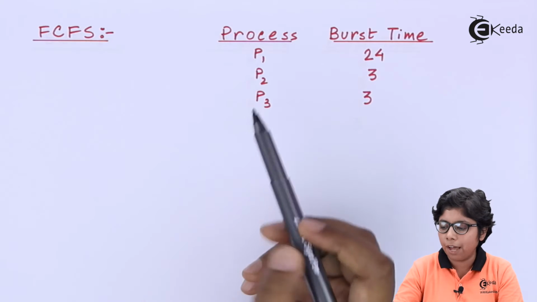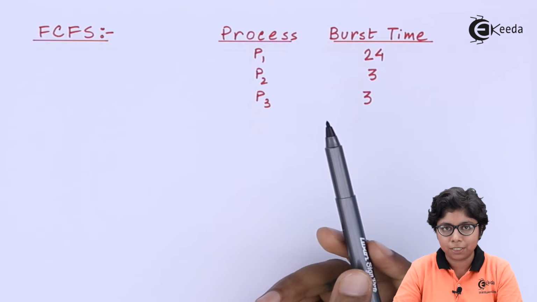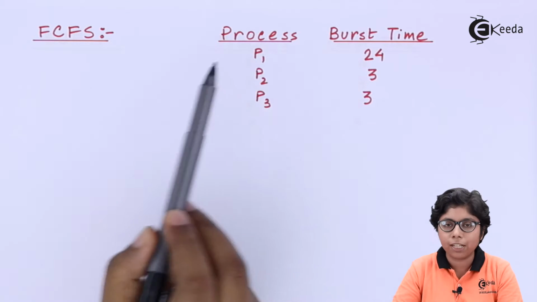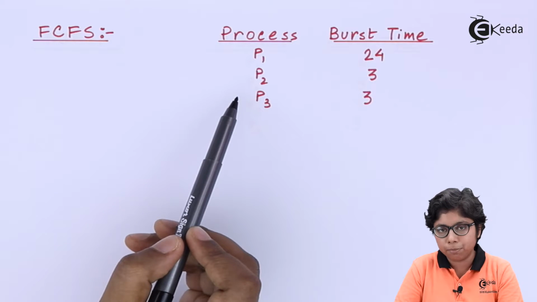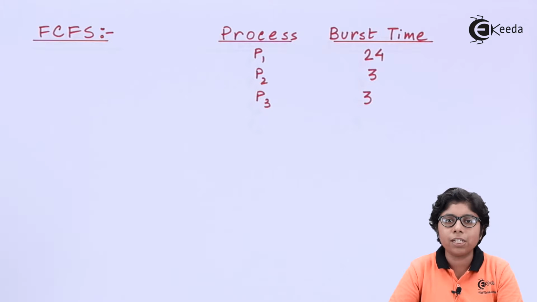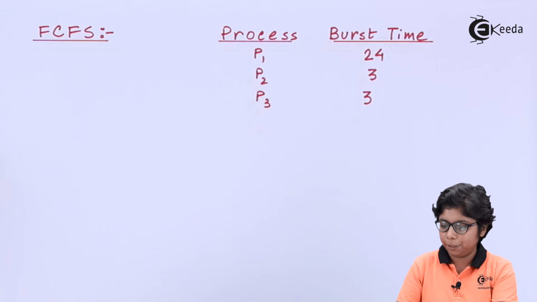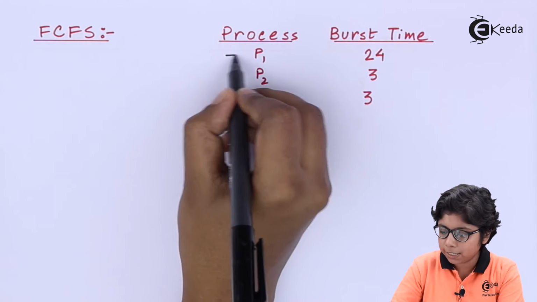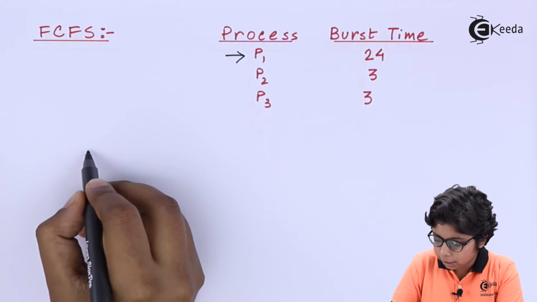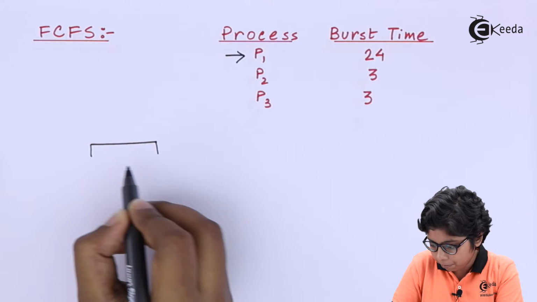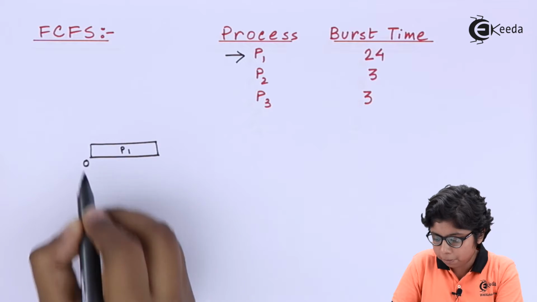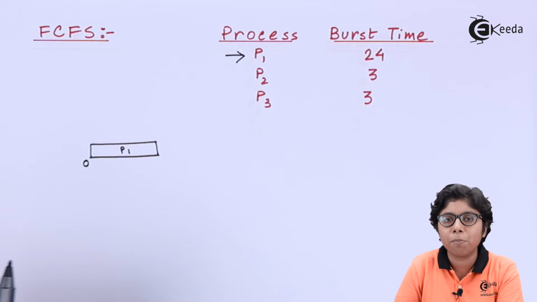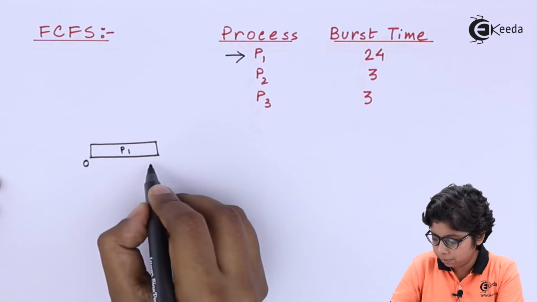Here you can see that we have three processes with their burst times. As FCFS, P1 will appear first, with no waiting time, then P2 will come, and then P3 will come. We will calculate the average waiting time for this scheduling also. As P1 is arriving first, we will allocate the CPU for P1. Here the arrival time is 0 and it takes 24 milliseconds to complete its execution.